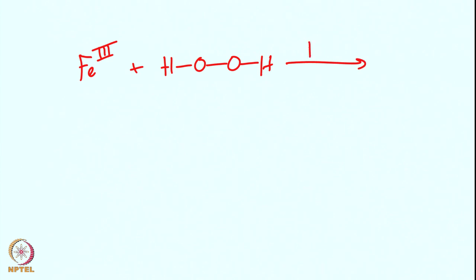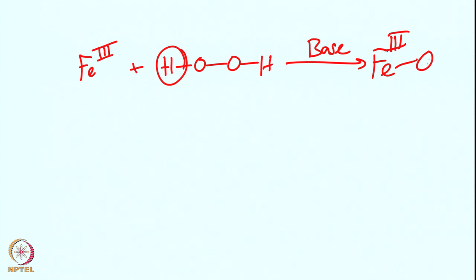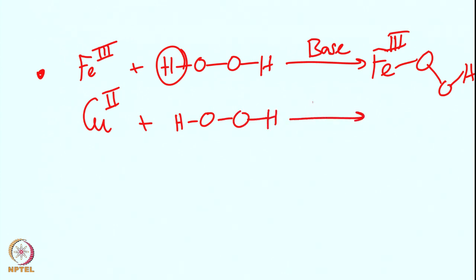So if you have iron(III) and you are reacting with hydrogen peroxide, this is your hydrogen peroxide, right. If you bring a base into the medium, deprotonation will be possible. This is just like an acid-base reaction, so it can form the iron(III) hydroperoxo species if you have a base available. This sort of reaction is quite common for iron, and also for copper. In the case of copper, it would be copper(II) plus hydrogen peroxide in the presence of base. This sort of reaction can be done even in a synthetic setup. So, that can form the copper(II) OOH.